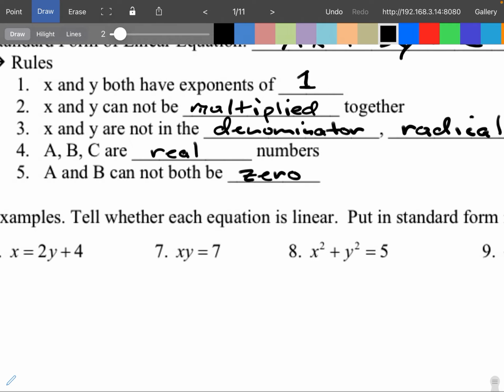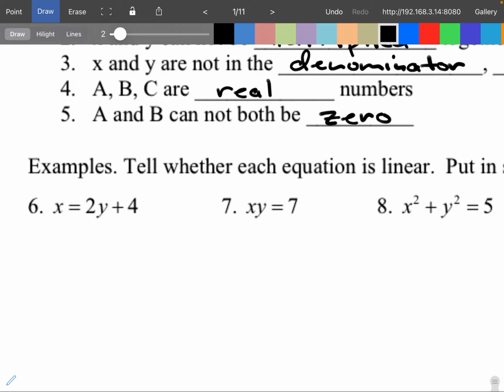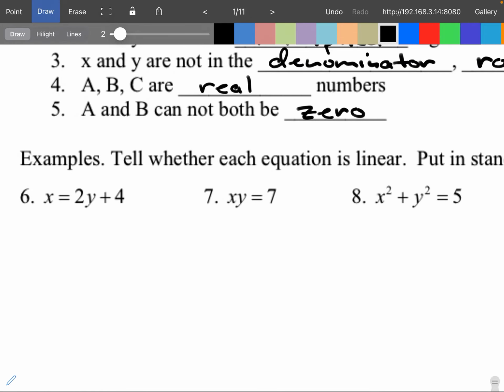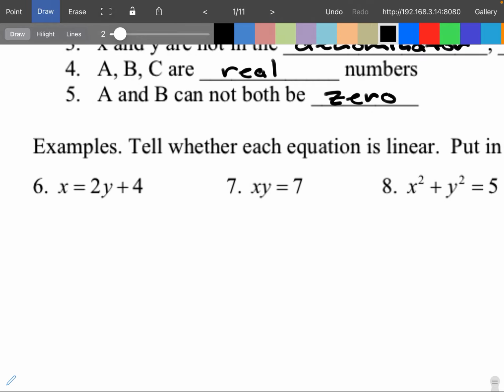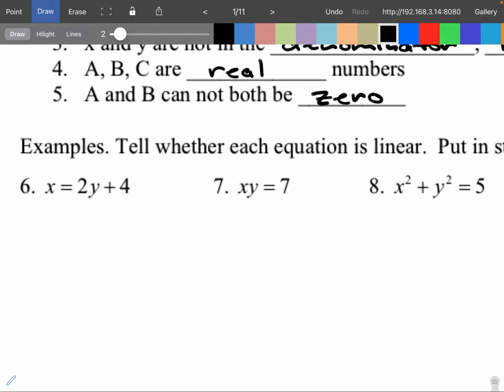So then the next couple blanks there, a, b, and c in that standard form up there at the top, the ax plus by equals c, they have to be real numbers. And a and b cannot both be 0. A could be 0 or b could be 0, but they can't both be 0. All right, then let's look at the ones they have down there at the bottom. What's the one with the right and radical thing? Exponent.